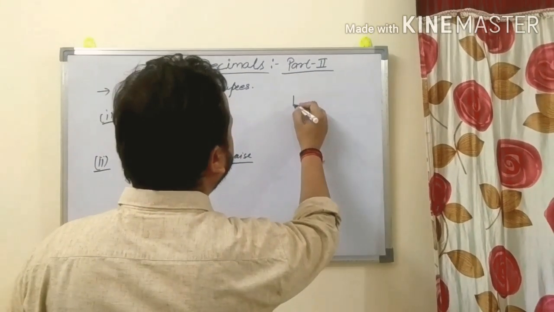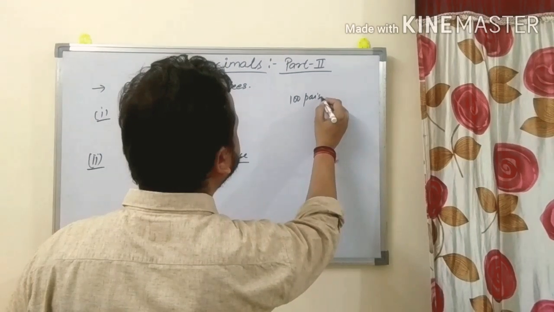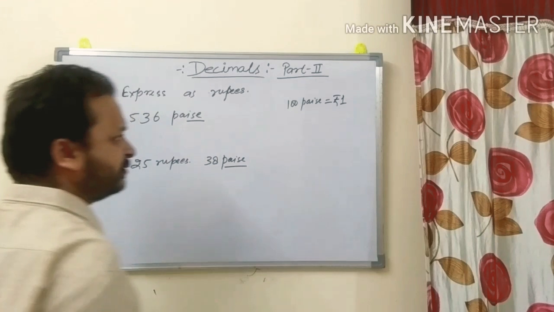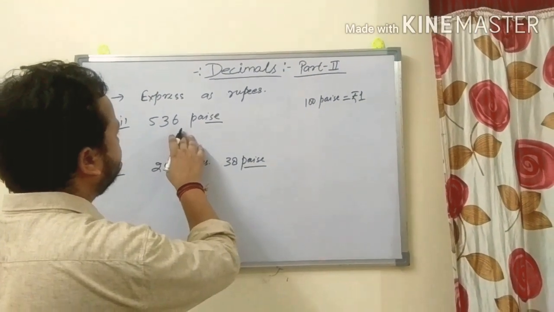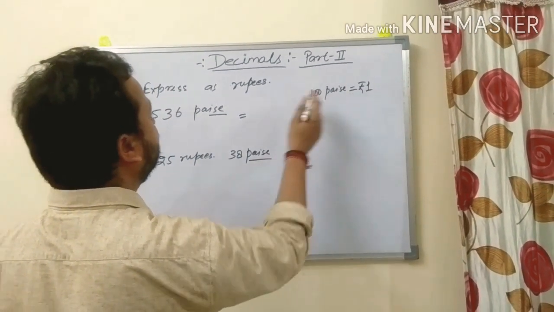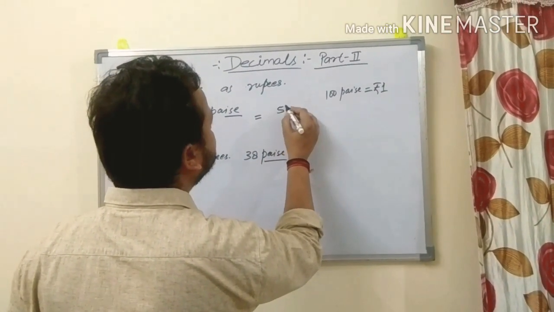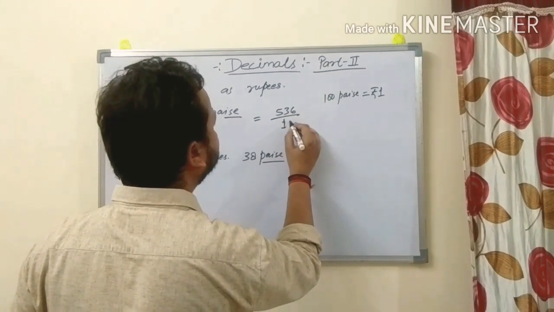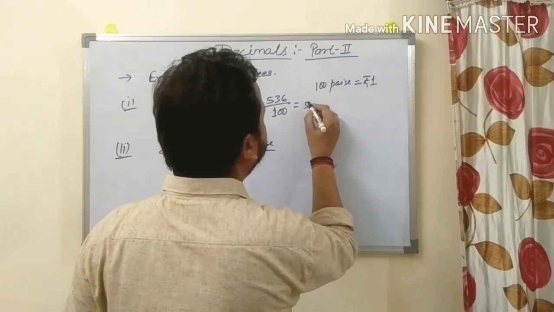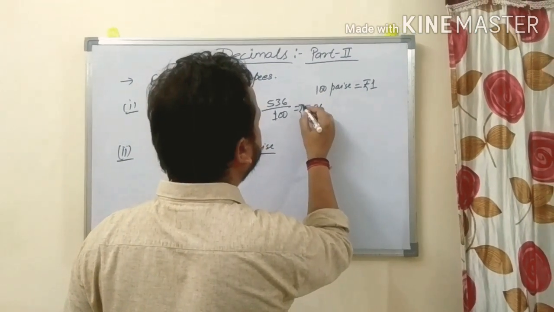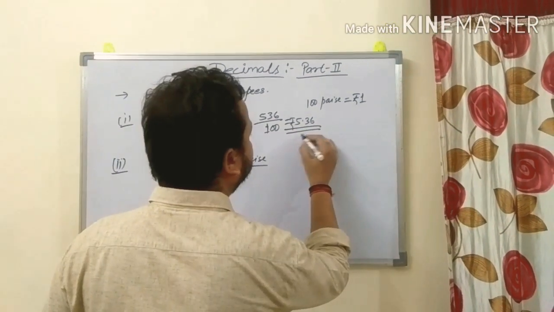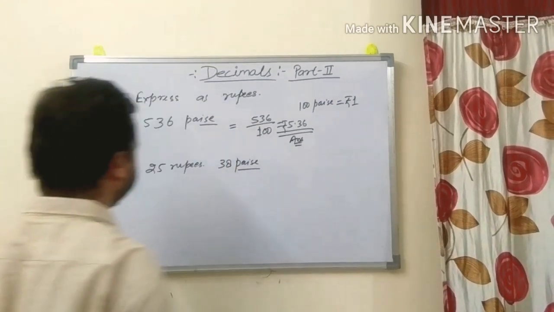So we know that 100 paise equals 1 rupee, right? So there is 536 paise. So we have to convert it into a bigger unit. So divide it by 100. So 536 divided by 100 equals 5.36, and that is rupees. Alright, this is the answer.